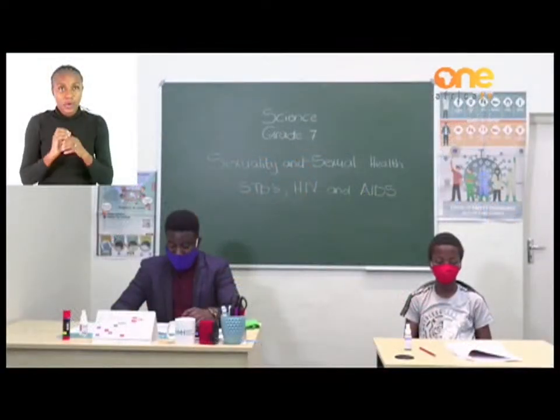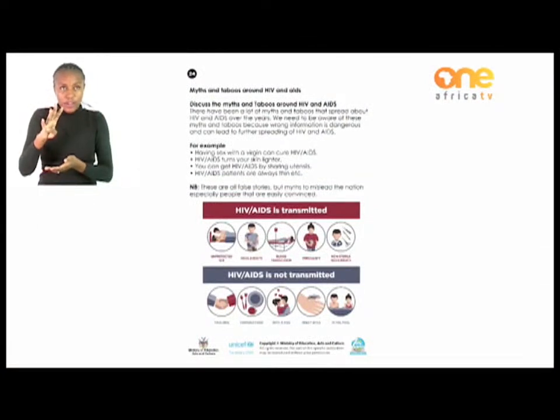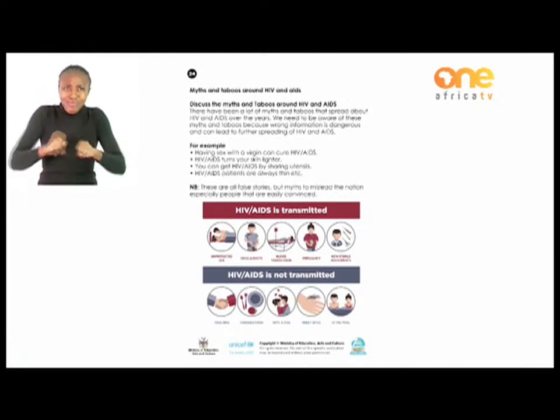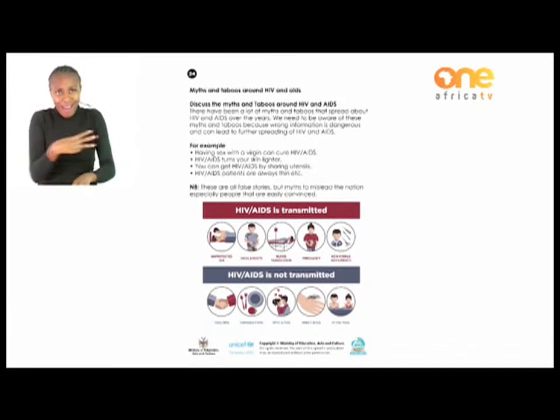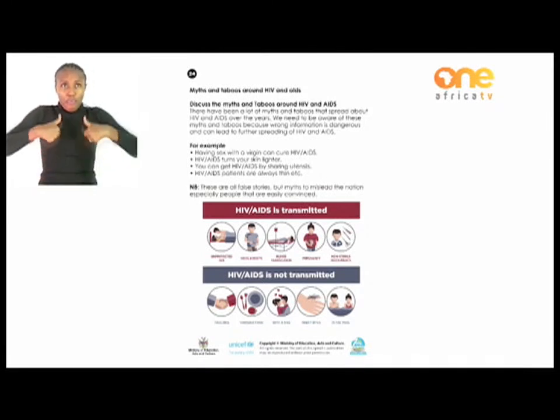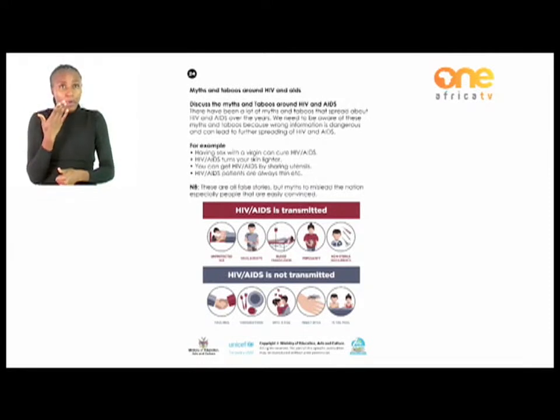Let's turn to page 24. Myths and taboos around HIV and AIDS. There have been a lot of myths and taboos that spread about HIV and AIDS over the years. We need to be aware of these myths and taboos because wrong information is dangerous and can lead to further spreading of HIV and AIDS. For example, having sex with a virgin can cure HIV/AIDS. Having sex with a virgin cannot cure HIV and AIDS.